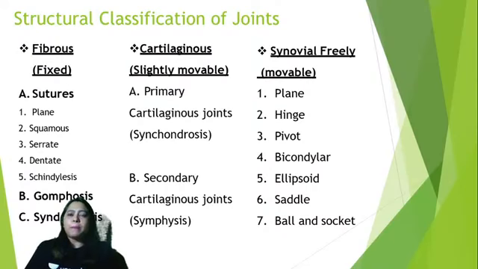Now in sutures, what happens? Now the bones are held together and between them, there is a sutural line. So sutural lines, there are various type of sutures. You have a lambdoid suture and you have a coronal suture, you have sagittal suture. All these are examples of sutures. Now you can see here also, there is plain type, there is squamous type, serrate type, dentate type, and schindylesis.